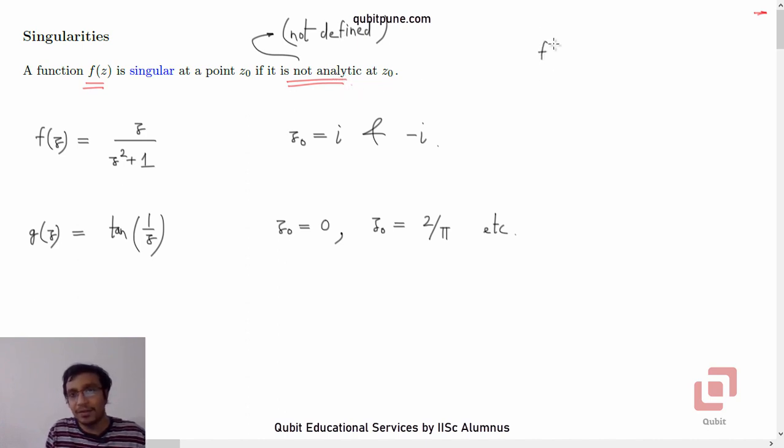For example, we have discussed f of z equal to z bar. We have seen that this is analytic nowhere. So although it is defined everywhere, it is not analytic. So I would say every complex number is actually a singularity for the function z bar. Please note the definition of singularity carefully. It is not the points where the function is not defined. It is those points where the function is not analytic, which includes the points where it is not defined. Okay, examples.